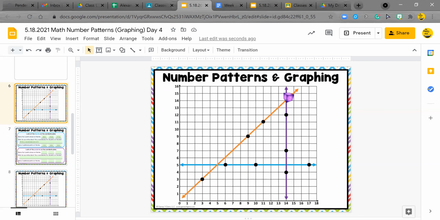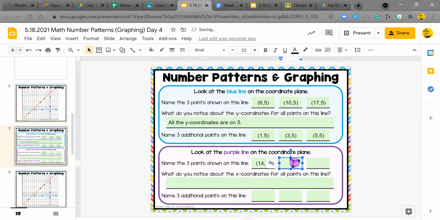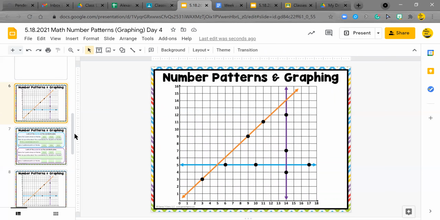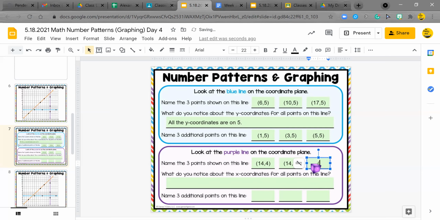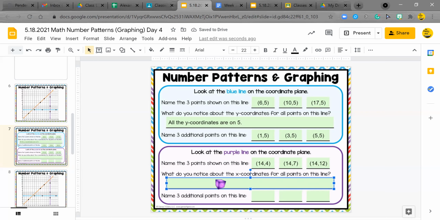Let's look at the next one. 14, 7. And let's look at the last point. 14, 12. So ladies and gentlemen, as we're doing this, what did you notice about the x coordinates? All the x coordinates are on 14. Did you see that? Every x coordinate starts with 14.